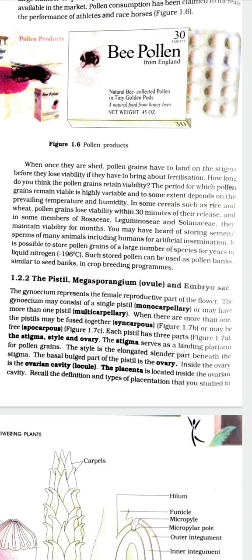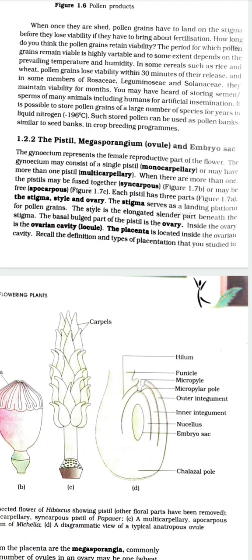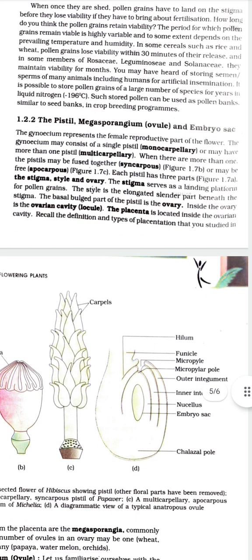So let's start with the female reproductive part, that is the pistil, megasporangium, ovule and the embryo sac. You have to memorize these a little bit. The gynoecium is the female reproductive part of the flower. The gynoecium consists of a single pistil, monocarpellary, or more than one pistil, multicarpellary. If the pistils are fused, they are syncarpous, and if the pistils are free, they are termed apocarpous. The pistil has three parts: the stigma, style, and ovary.